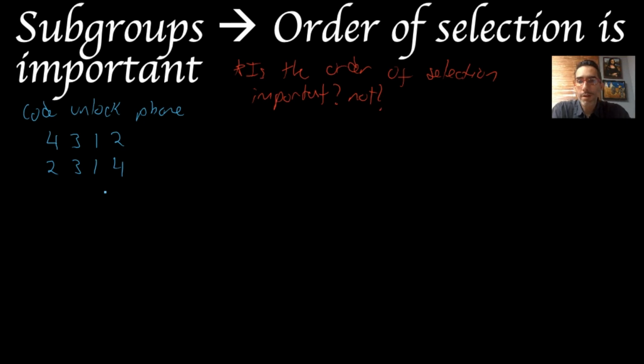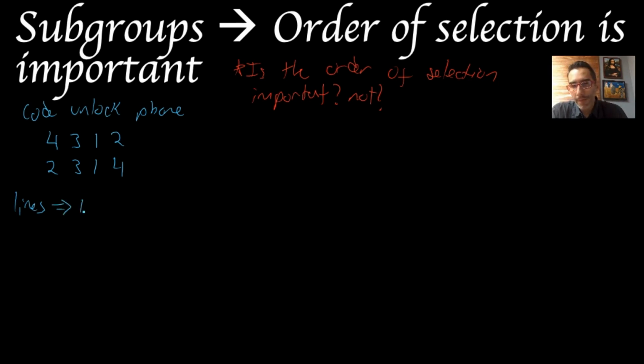Okay? So here, if we're talking about unlocking a phone, if you put the code 4, 3, 2, 1 or 2, 3, 1, 4, it is different. One of them is going to unlock the phone, but the other one is not. So what do we do here? Whenever the order of selection is important, we use what I call the lines method.